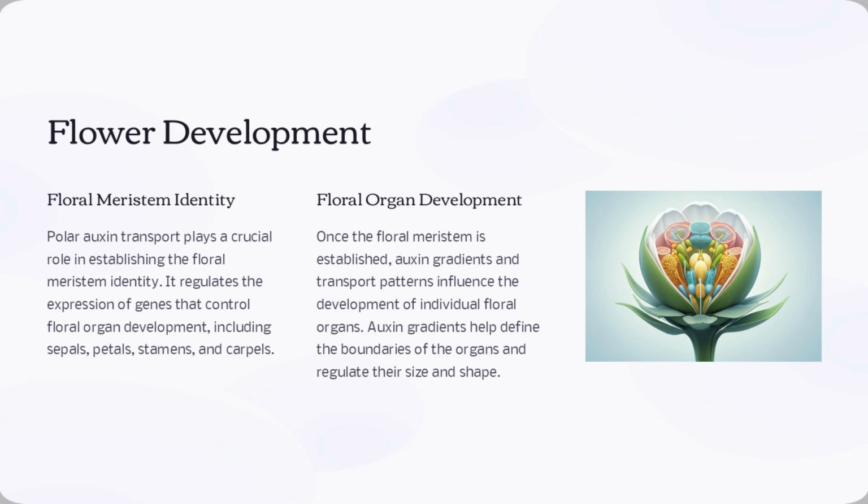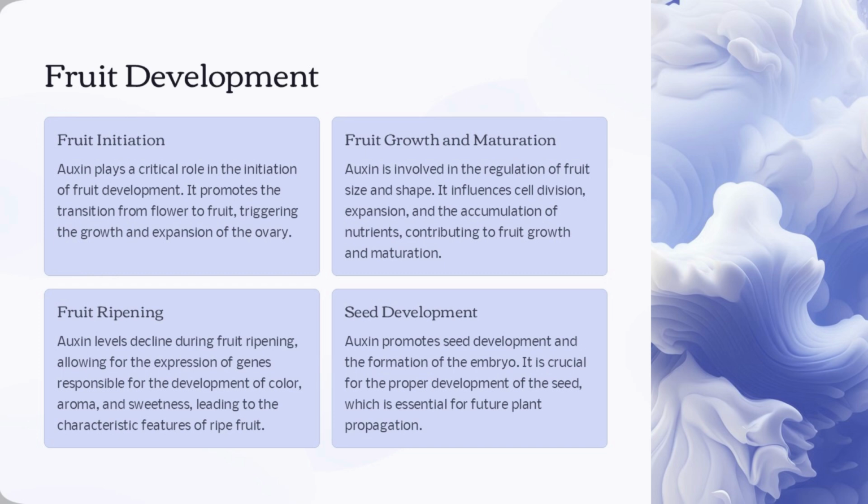Polar auxin transport helps define the floral meristem identity, activating genes that control the development of sepals, petals, stamens, and carpels. As the floral meristem is established, auxin gradients and transport patterns influence the size, shape, and boundaries of the individual floral organs. The intricate auxin-driven mechanisms underlying flower development are showcased in the detailed cross-section illustration, highlighting the complexity of these structures. Fruit development is a complex process regulated by the plant hormone auxin.